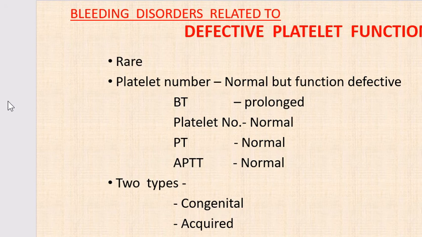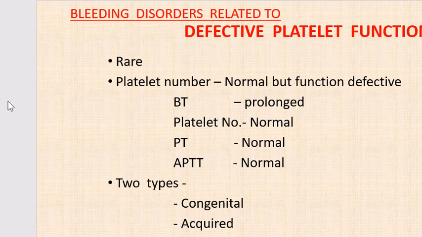Platelet number, as I told you, is normal, but the function is defective, and so in these conditions the bleeding time will be prolonged. But the platelet number will be normal. Prothrombin time will be normal. APTT, that is activated partial thromboplastin time, will be normal. In this condition, only the bleeding time will be prolonged due to defective platelet function, but the platelet number, the prothrombin time, and activated partial thromboplastin time will all be normal.